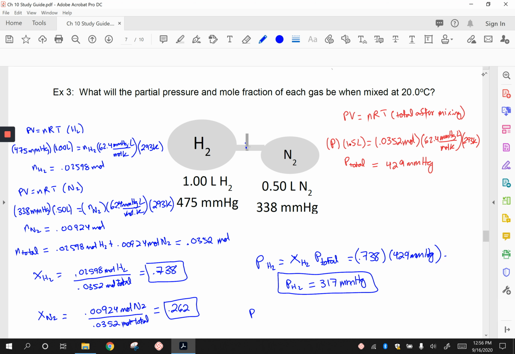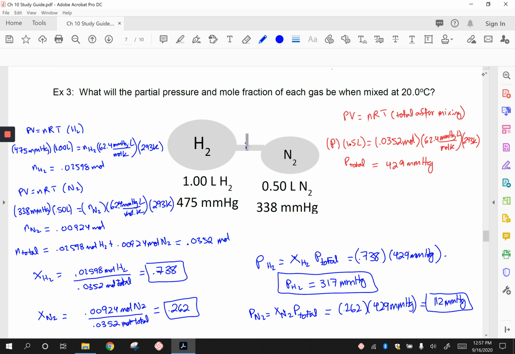For the nitrogen, I could do the same exact thing. So I could do partial pressure of the nitrogen is equal to mole fraction of the nitrogen times P total. So 0.262 times 429 millimeters of mercury. And so that ends up being 112 millimeters of mercury. And actually with sig figs for the nitrogen, probably need just 2 sig figs because of the 0.50, but it's not a big deal. Remember, it's plus or minus 1 sig fig.